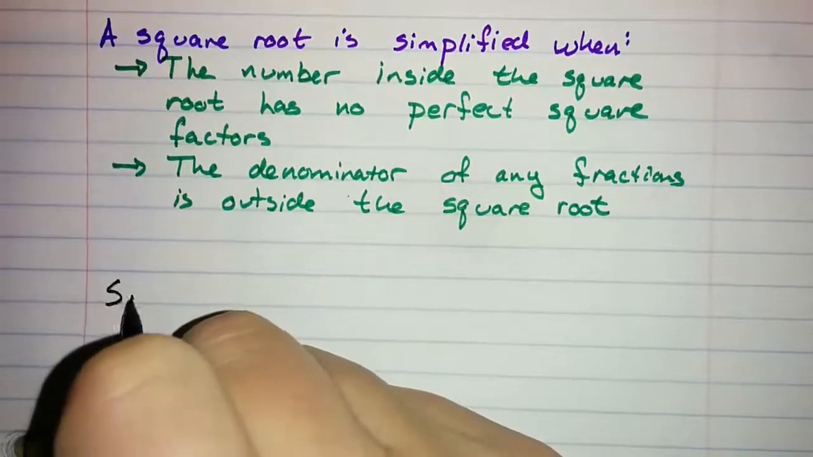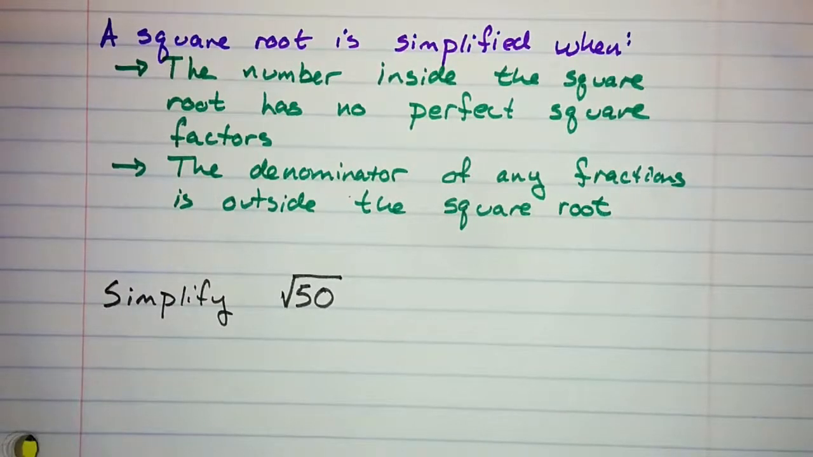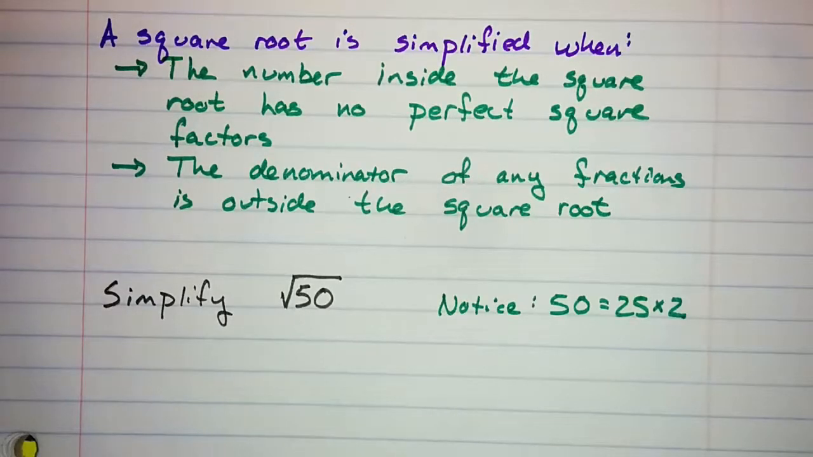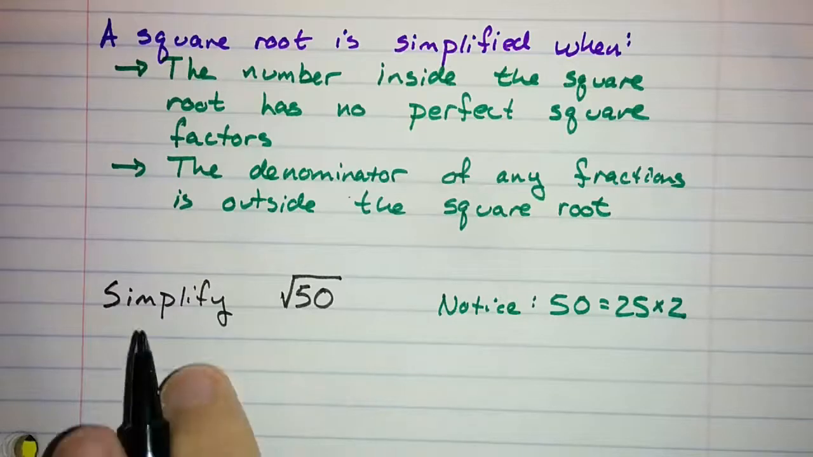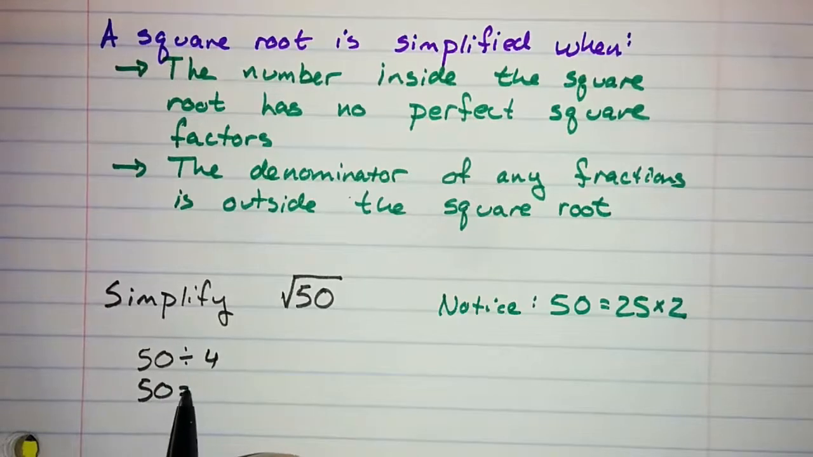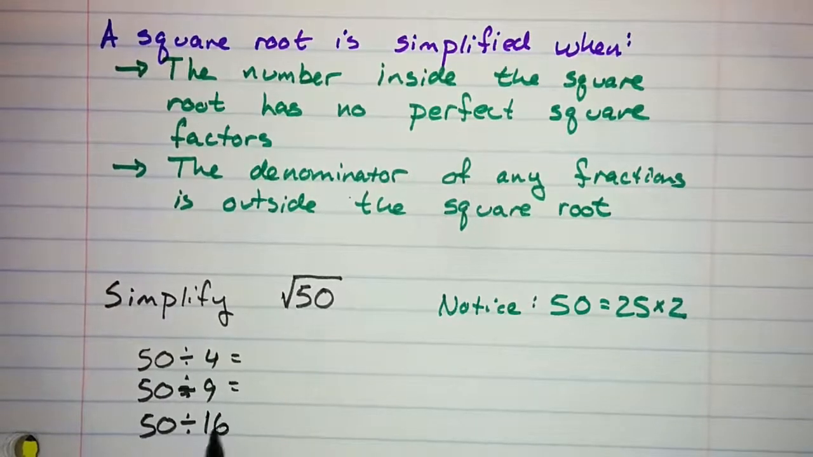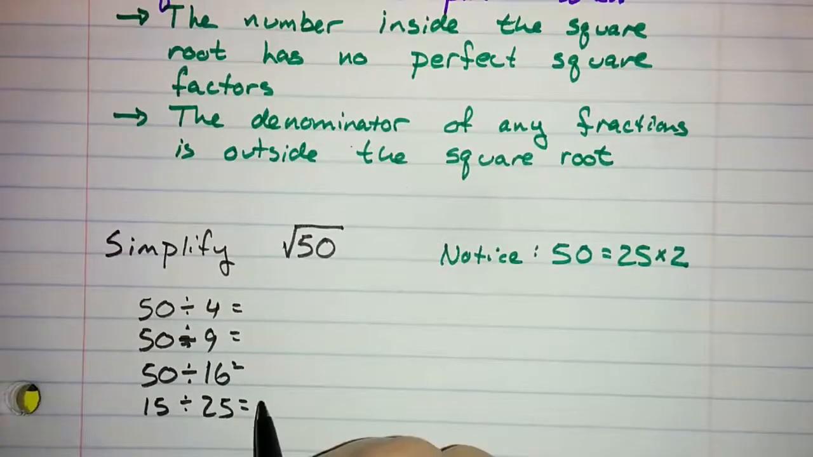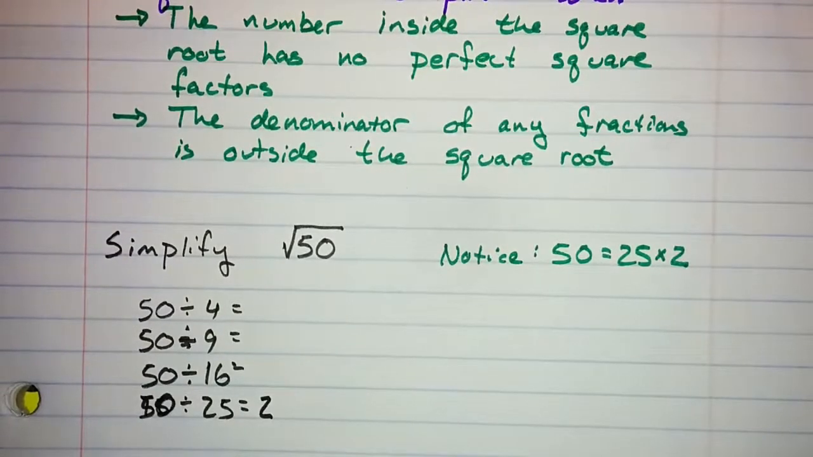Let's say we want to simplify the square root of 50. So, going through our list of perfect squares, we notice that 50 is a multiple of 25. If you don't happen to see that you have a perfect square factor, you're allowed to go through and divide by every perfect square until something turns out to be a whole number. So we could go through and say 50 divided by 4, 50 divided by 9, 50 divided by 16. These will all be decimals, but 50 divided by 25 is 2.